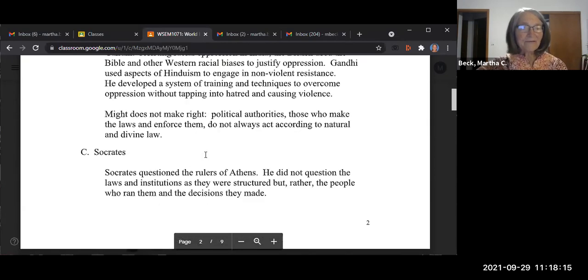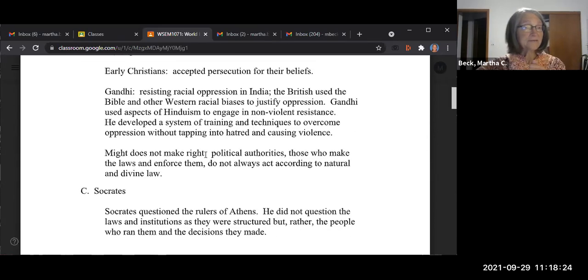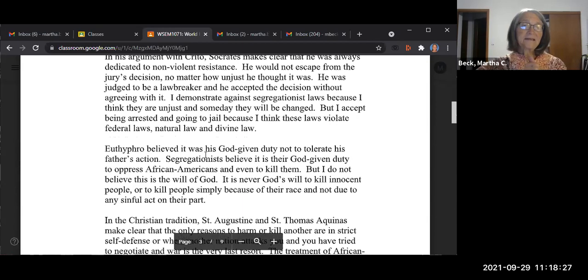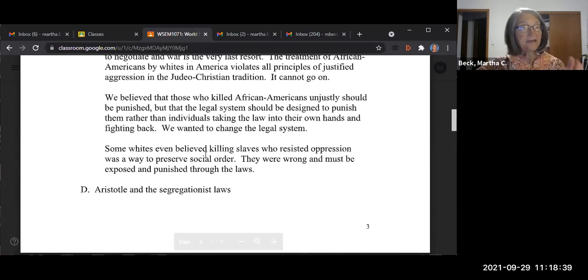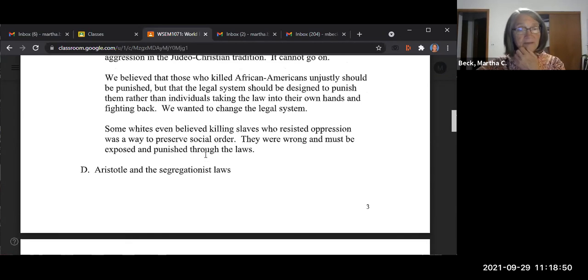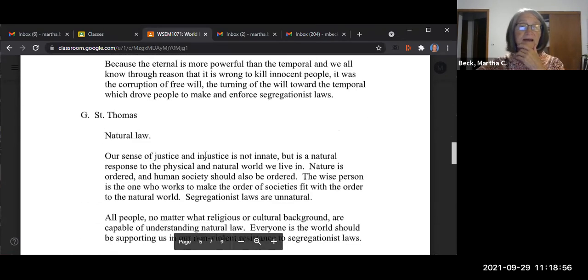So this is an outline about the whole tradition, the tradition of nonviolent resistance. We're going to talk about Gandhi when it comes to Hinduism, and Socrates, and he accepted, right? He didn't run away, just like Martin Luther King, who let himself get arrested and didn't go underground, because he's not against the laws per se. He was against the Jim Crow laws because they contradicted the Supreme Court and the federal laws. Anyway, Aristotle and segregation, Seneca, Augustine. So we have this long tradition.